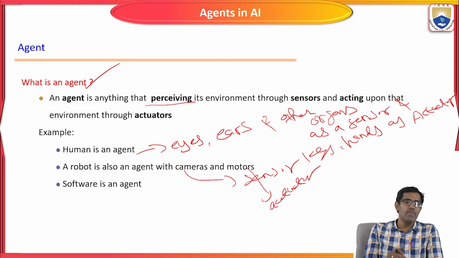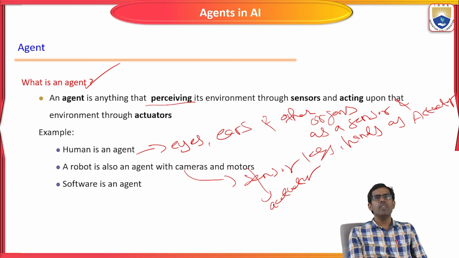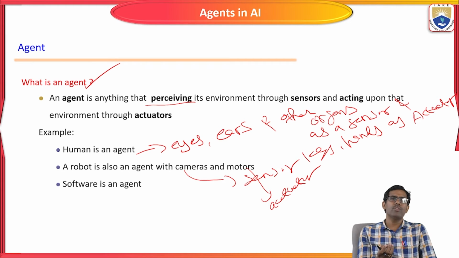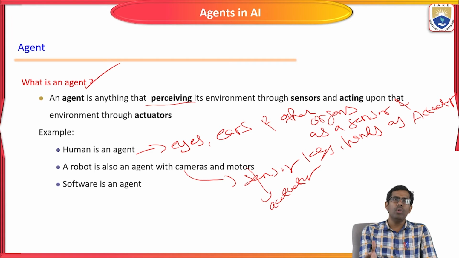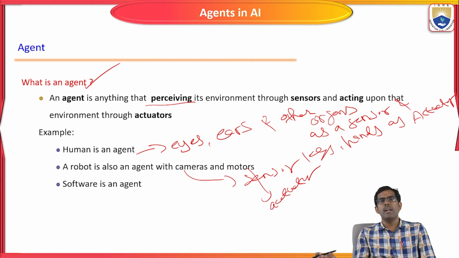For example, take an automatic car. We have some sensors. Through the sensors, it will observe the environment. The environment here is a road. It observes something on the road, and the sensor transfers that information to the motors.